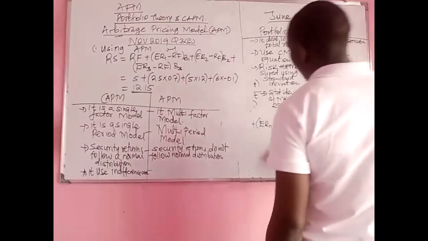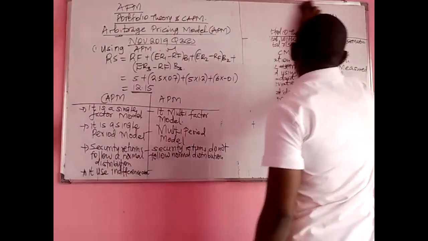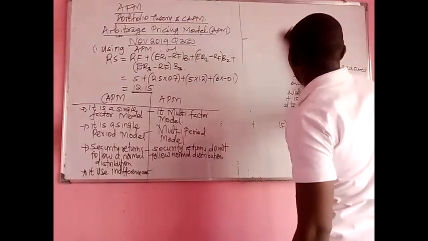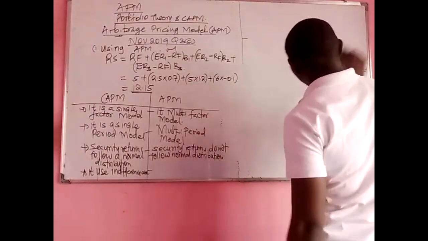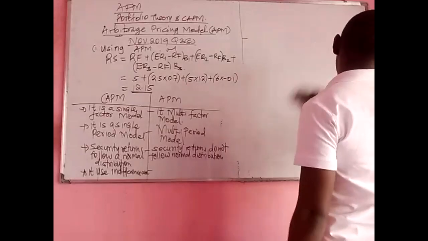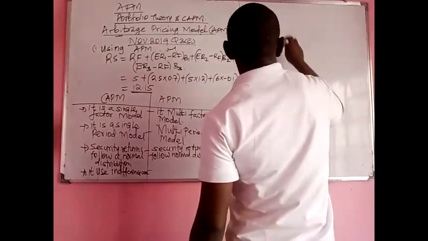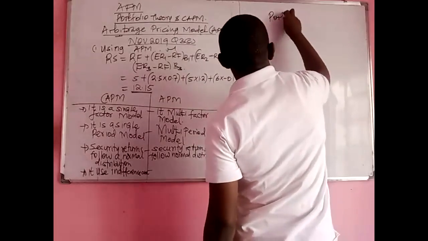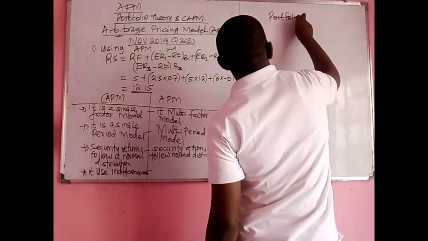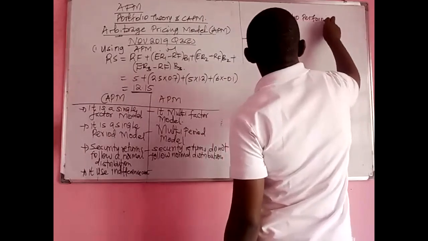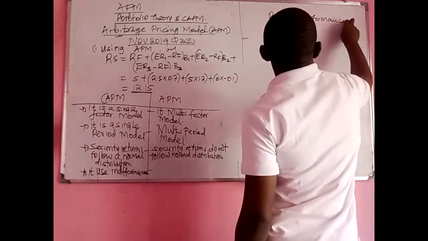So that is all on that part of the arbitrage pricing model. Now, the last part of this topic is our portfolio performance ratios. Portfolio performance.